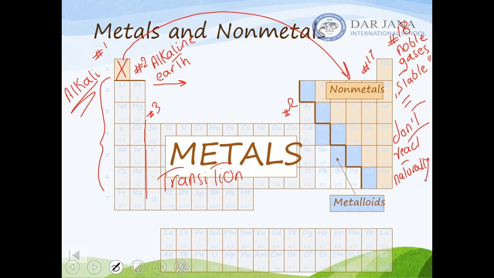Okay, now for group number 17, these elements are called halogens. Now halogens also are, so let me put it here. So group number 17 are the most reactive non-metals.